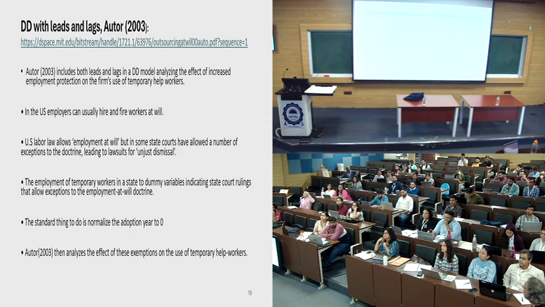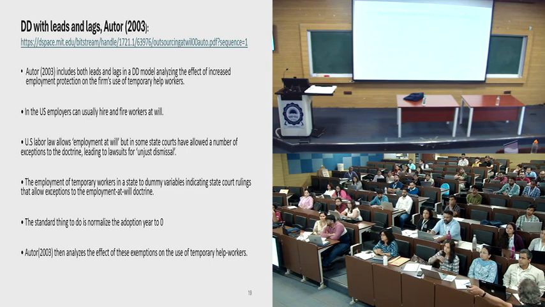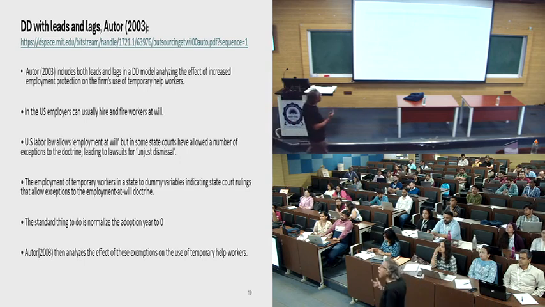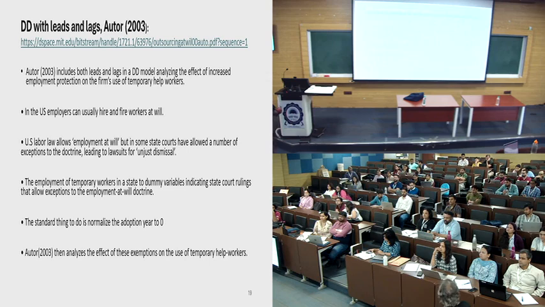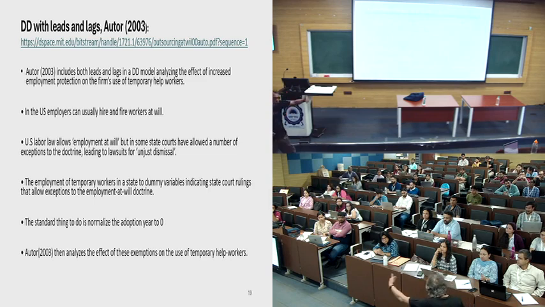Okay. One way to solve this problem is the solution by Autor. You can get the paper; the link is there. It includes both leads and lags in the DD model. So I do not care about just the pre and the post. All I want to do is create lags of the policy, both ways: the lag operator in the backward way and the lag operator in the forward way.